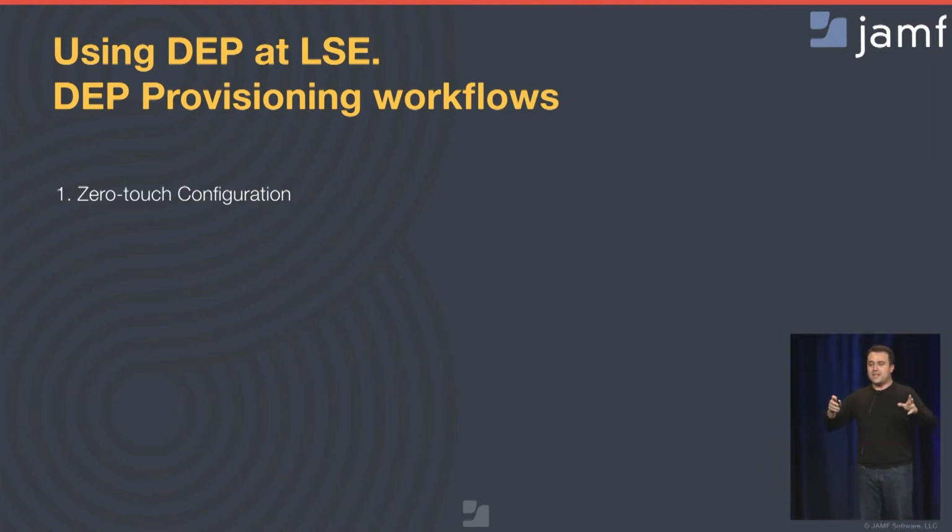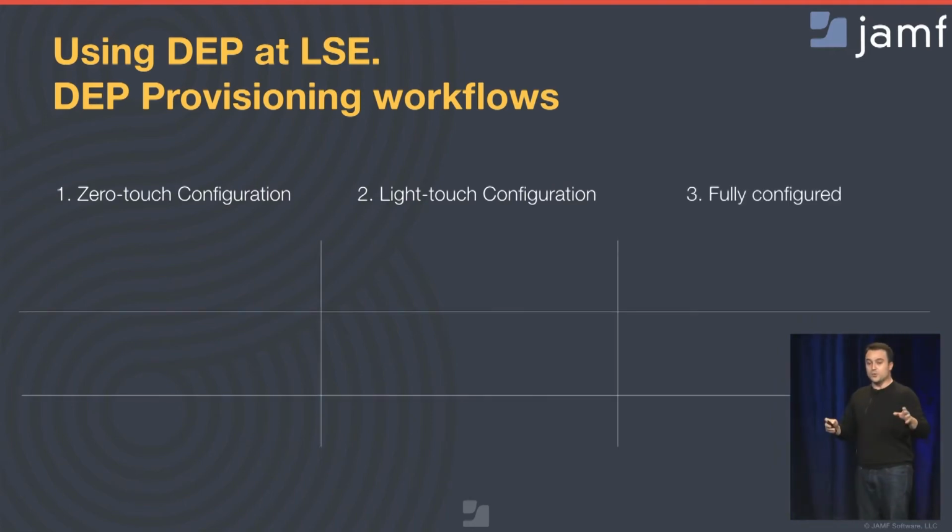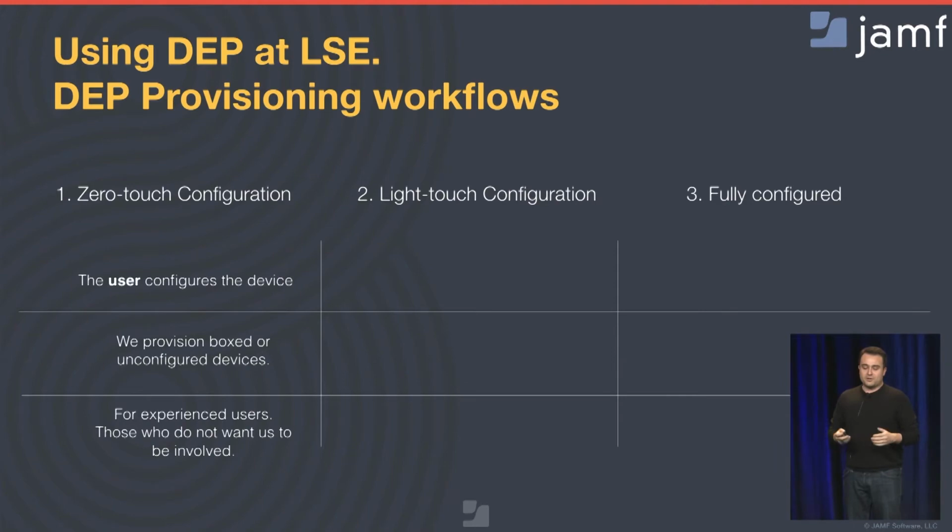So we have three different ways of doing the same thing. We do zero touch, which we all know. These are our names, by the way. They don't necessarily mean anything to anyone outside of LSE. We do light touch, and we do a fully configured option. Now, zero touch is very straightforward. It's the user, we give them a box, or we give them a newly wiped device if we're repurposing a device. This is for the user to configure, and this isn't our most popular option, believe it or not, but we tend to give these to experienced users, people who have gone through the light touch configuration, or people who don't want us to touch their devices, and we have a few of those.